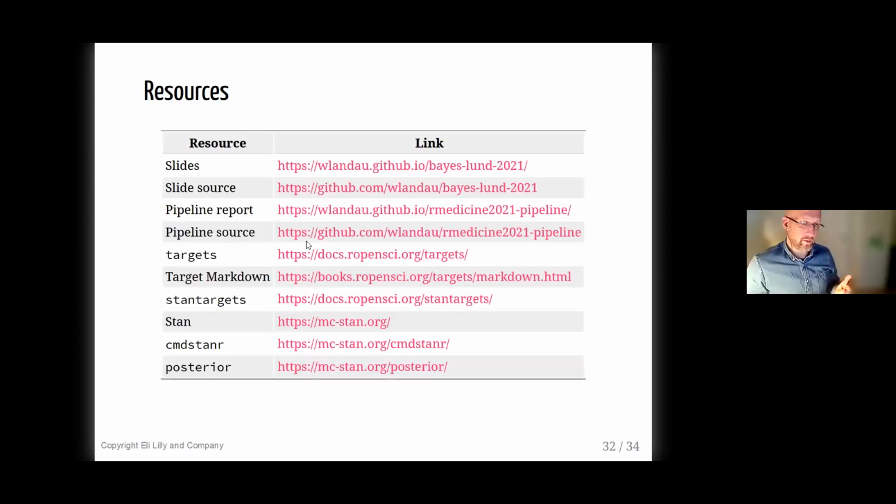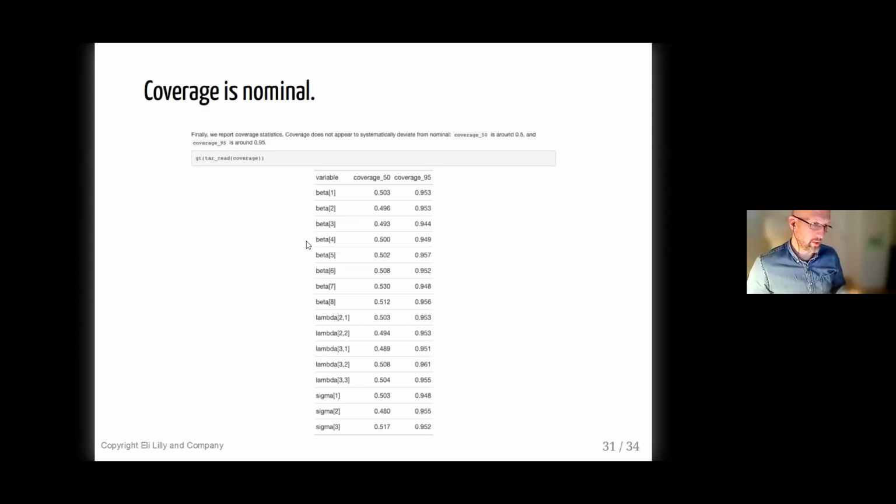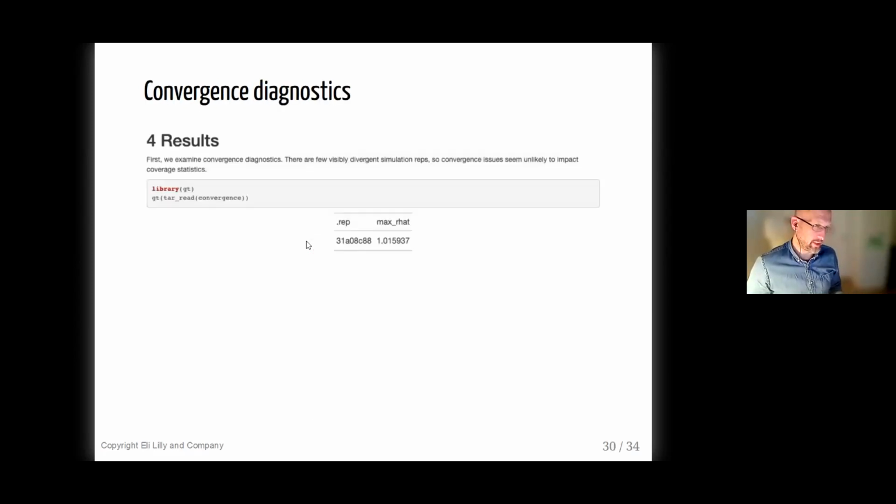And the repetition ID, there was a repetition ID on the previous slide, allows you to go back and inspect a particular run that reported a max R hat above the threshold. Is that what you're saying? Yeah. So Stantargets assigns IDs to replications.